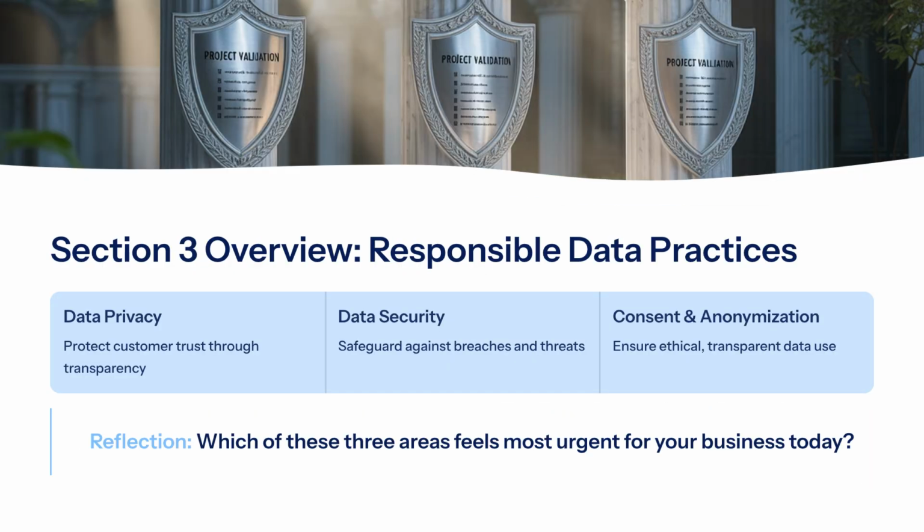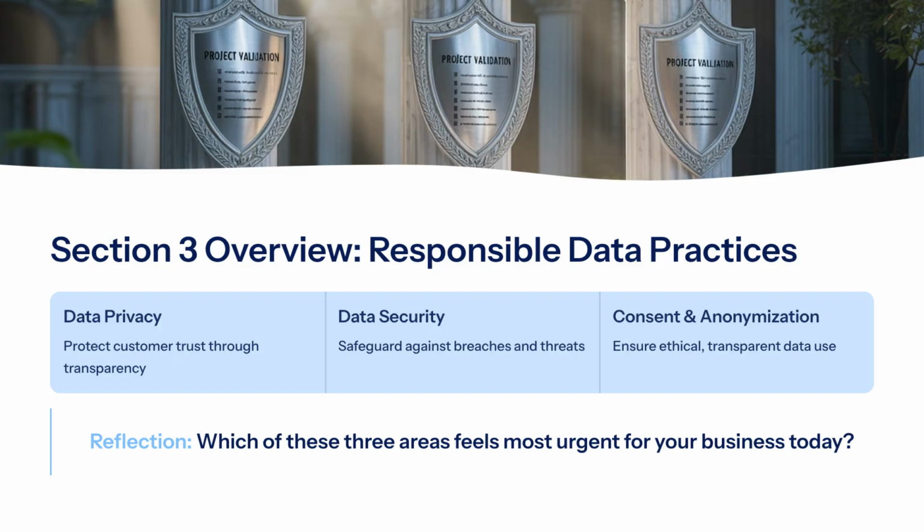In this section, we explored three pillars of responsible data practices: privacy, collect less, protect more, and be transparent with customers; security, defend data with safeguards like encryption, updates, and employee training; consent and anonymization, earn trust by gaining real permission and anonymizing data before analysis. Together, these practices help SMBs build trust, avoid costly breaches, and use data ethically.